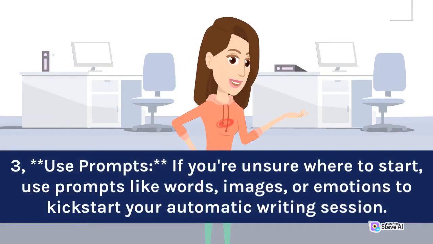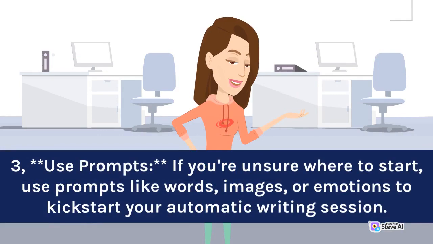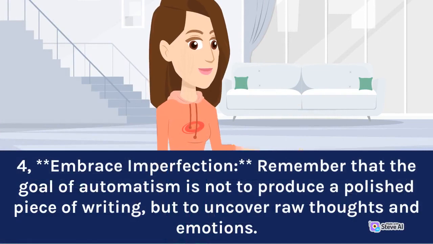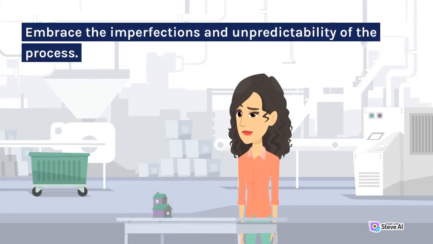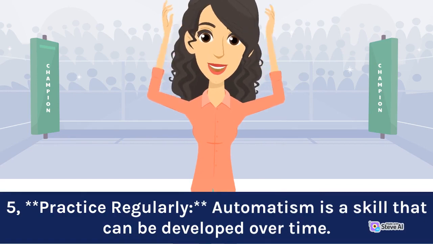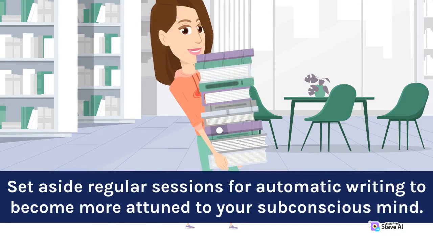3. Use prompts. If you are unsure where to start, use prompts like words, images, or emotions to kickstart your automatic writing session. 4. Embrace imperfection. Remember that the goal of automatism is not to produce a polished piece of writing, but to uncover raw thoughts and emotions. Embrace the imperfections and unpredictability of the process. 5. Practice regularly. Automatism is a skill that can be developed over time. Set aside regular sessions for automatic writing to become more attuned to your subconscious mind.